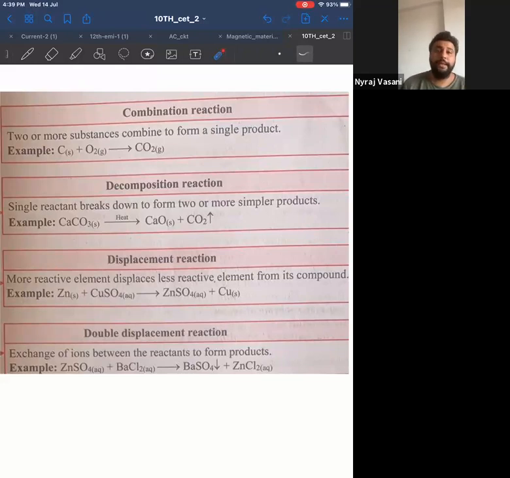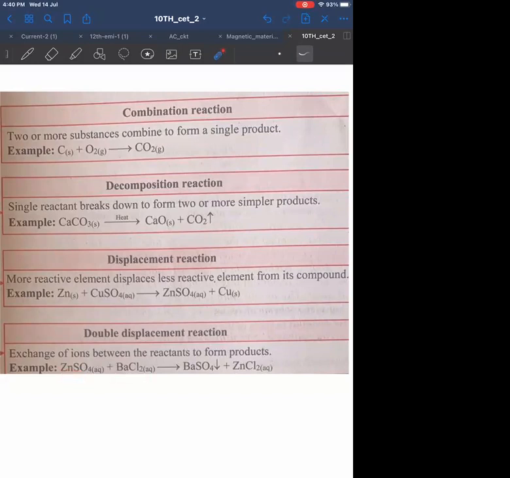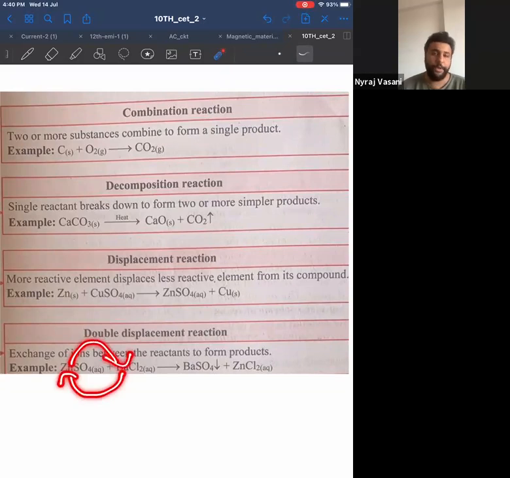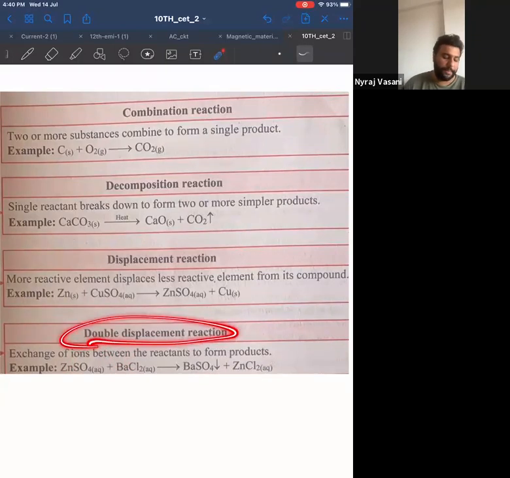And the next one is double displacement reaction, where this thing happens twice. For example, ZnSO4 plus BaCl2, Ba will displace Zn over here and Zn will displace Ba over here. Two times it is happening. Therefore, I get BaSO4 plus ZnCl2. This kind of reaction is called double displacement, or it is also called exchange, because Zn and Ba have exchanged. So there is exchange of ions between the reactants to form products.